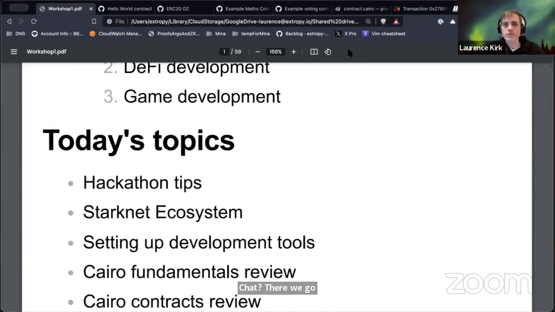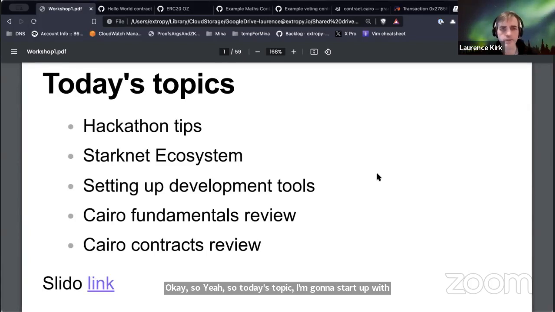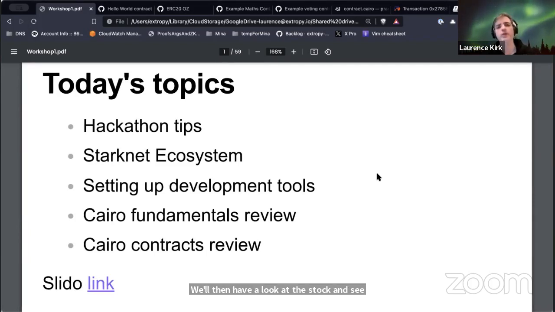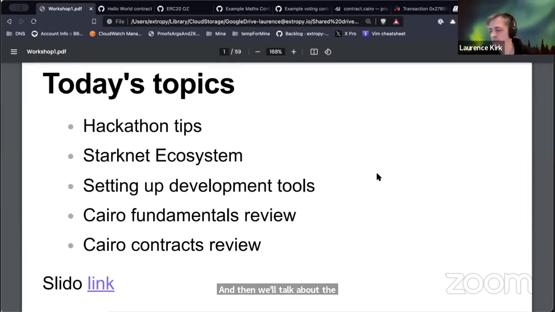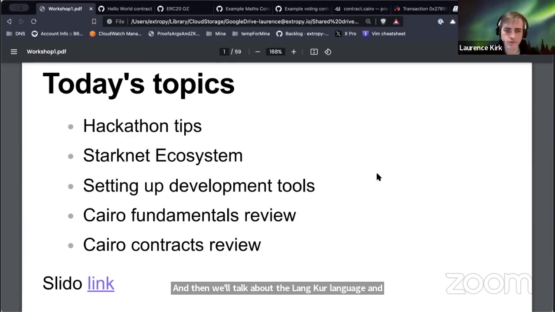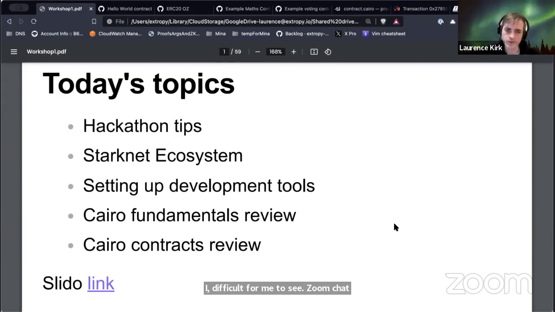So today's topics: I'm going to start off with some hints about hackathons. We'll then have a look at the StarkNet ecosystem. We'll look at development tools, and then we'll talk about the Cairo language and contracts. There's a link there to Slido, so please ask questions there. It's difficult for me to see the Zoom chat most of the time, so your questions may get ignored if you put them there.